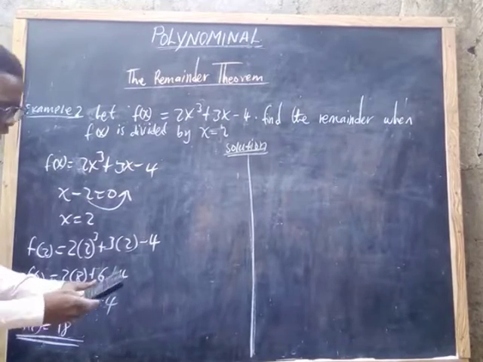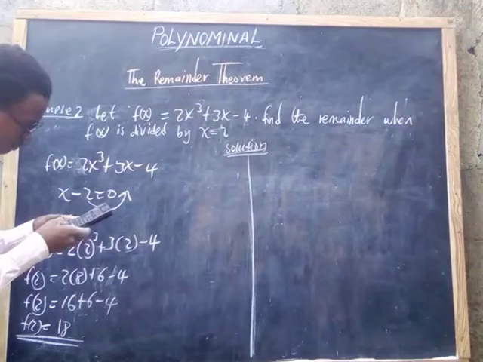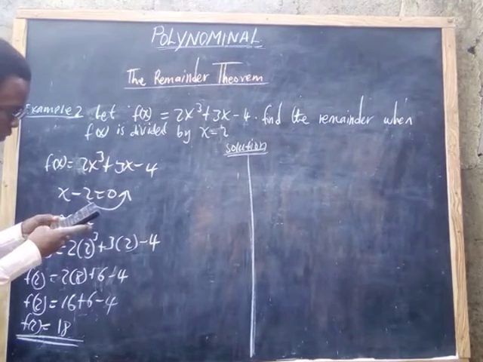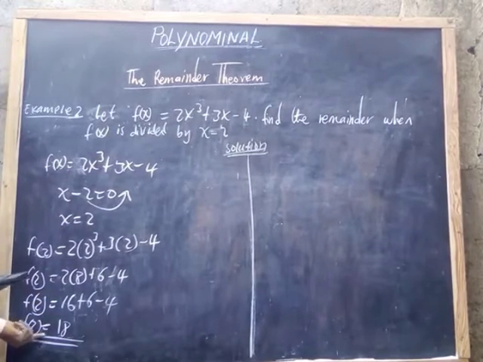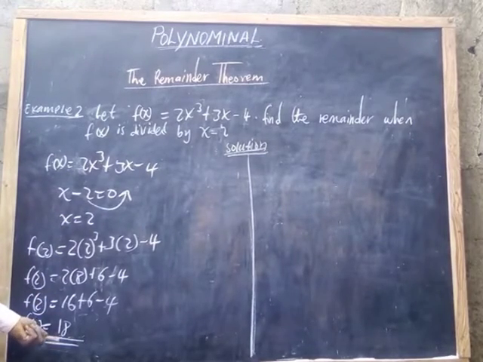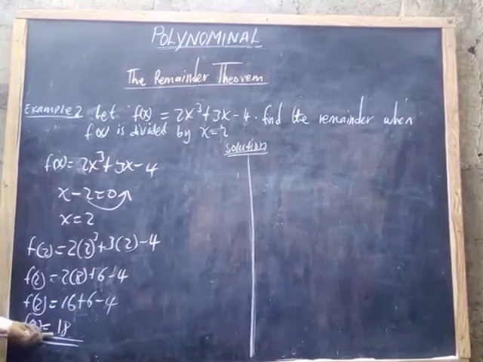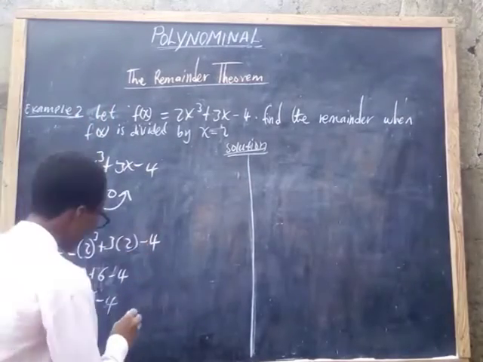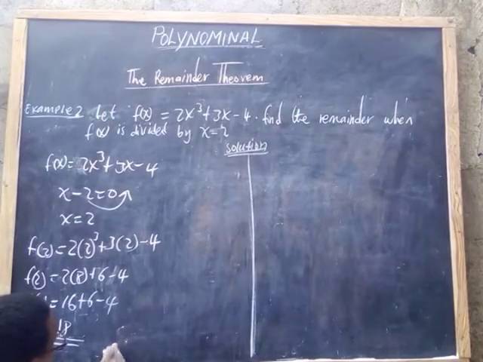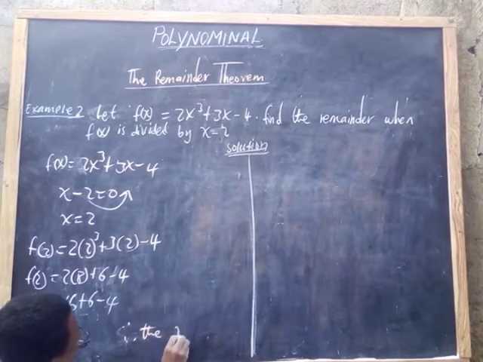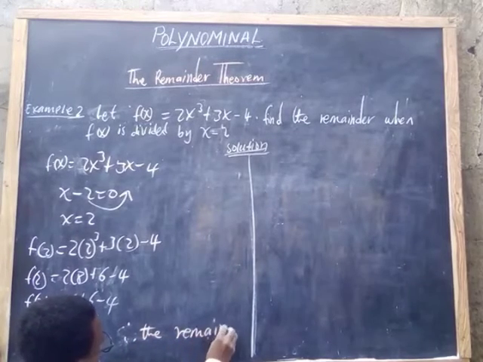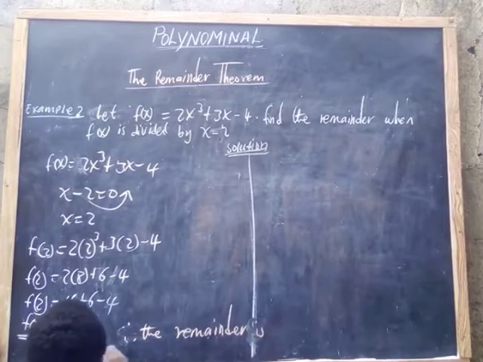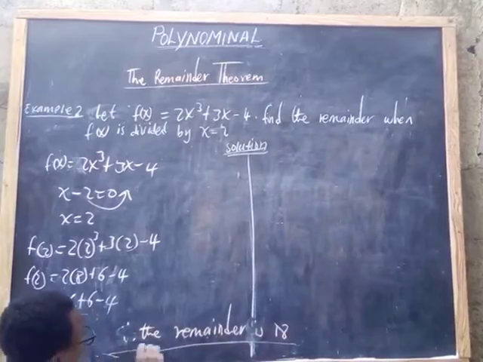Now let me see. You punch 16 plus 6 minus 4. You see what we have, 18, right? It will give you 18 if you use the calculator and punch it. So this is what? The remainder. So the question says what? Find the remainder. So you say now, therefore, the remainder is what? 18. So this is your answer.